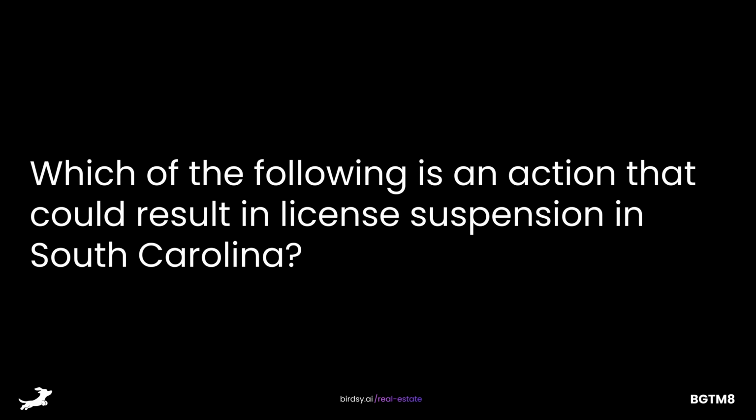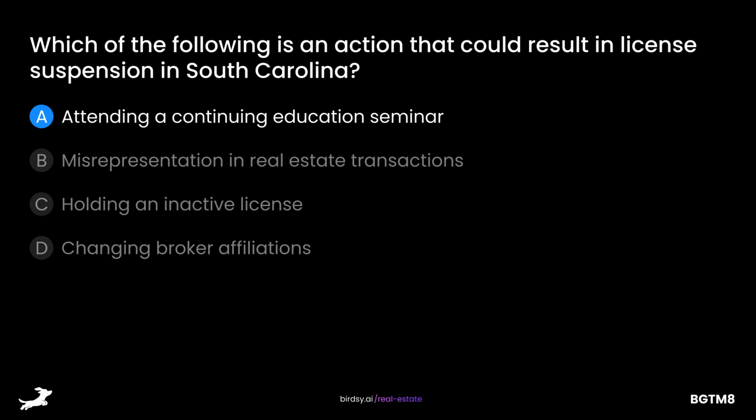Which of the following is an action that could result in license suspension in South Carolina? Is it A, attending a continuing education seminar, B, misrepresentation in real estate transactions, C, holding an inactive license, or D, changing broker affiliations? The answer is B, misrepresentation in real estate transactions.